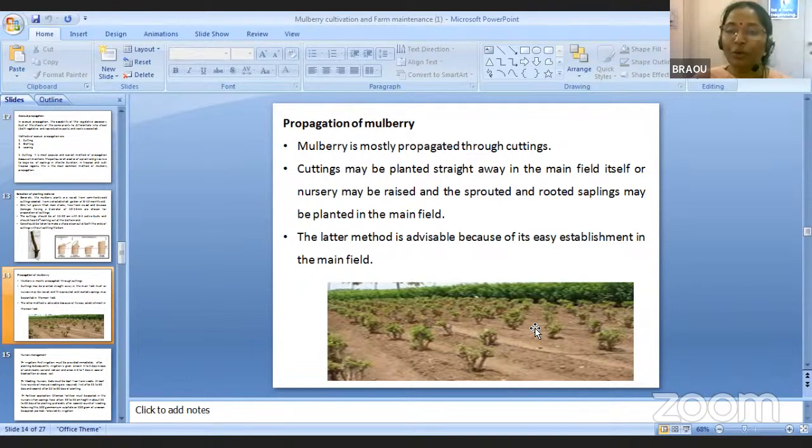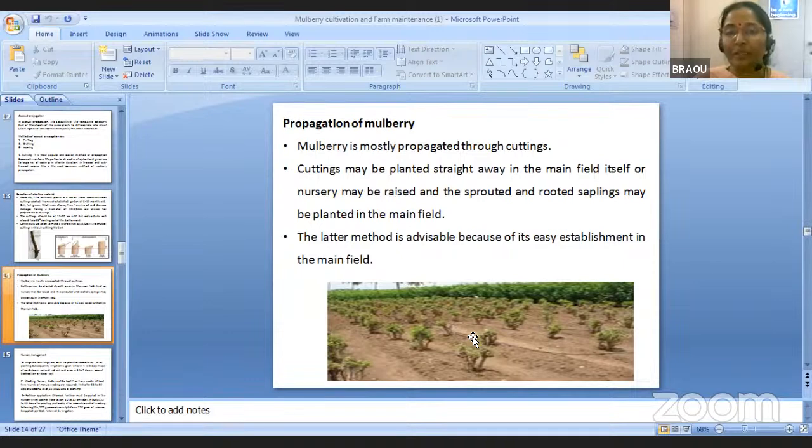So either way you can do it, either from the nursery, that is after sowing the seed, you have the nursery plants, and you get that nursery plant and plant it, or directly from the cutting, you put them in the soil and raise them. The latter method is advisable because it is easy establishment in the main field.